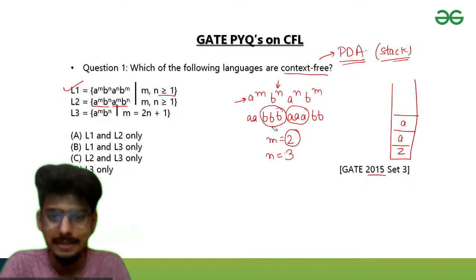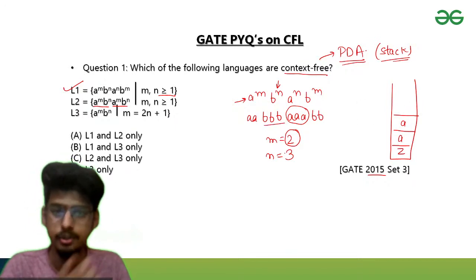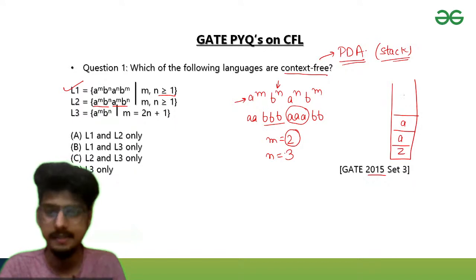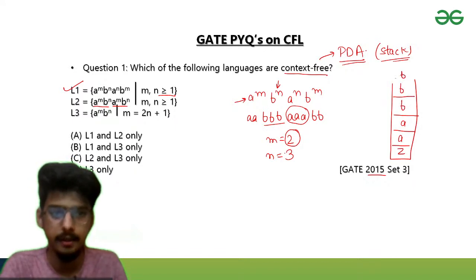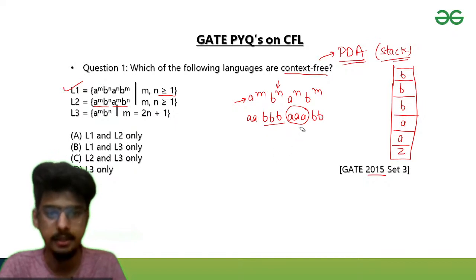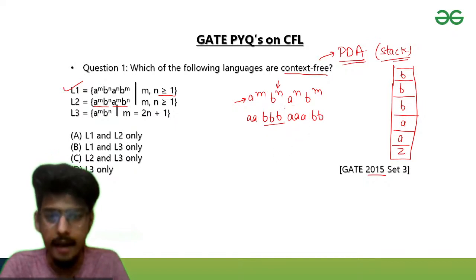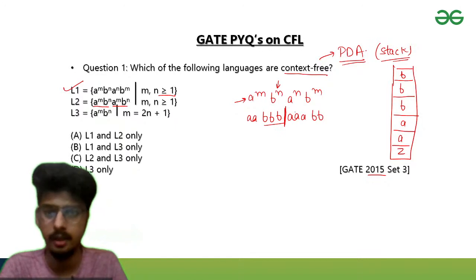So these three B's, again I will push them into the stack. Whenever you are seeing a B, just push them into the stack, right? So 3 B's I have pushed into the stack, and now my stack looks like this, and I have reached, okay, I'll remove this M and N. Okay, so I have reached this part, right?